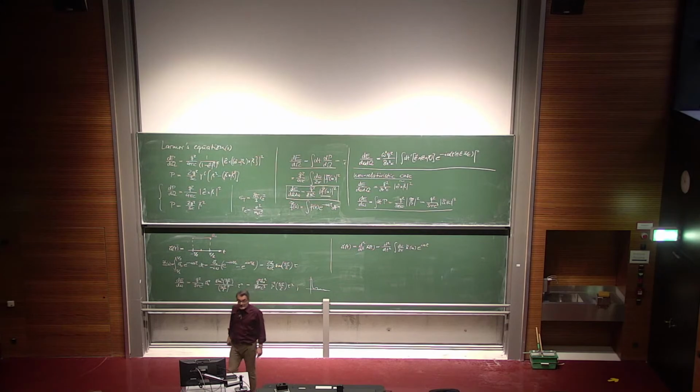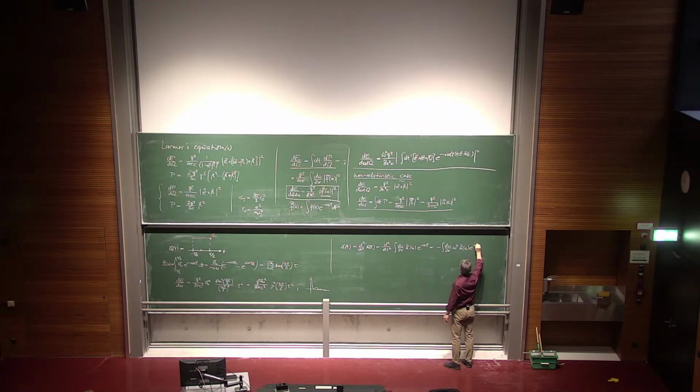Now you see that you can easily carry out the time derivative because it acts only on the Fourier phase. It gives you a factor of i times omega squared. So this is minus integral d omega over 2 pi omega squared, the Fourier transform of the orbit, e to the i omega t.